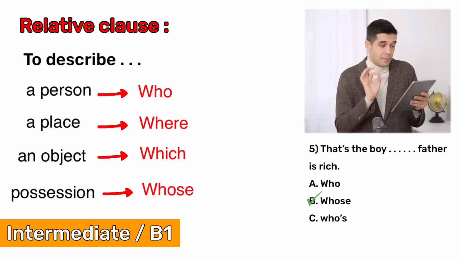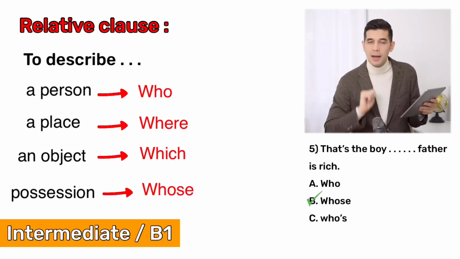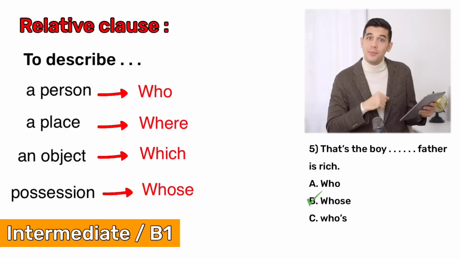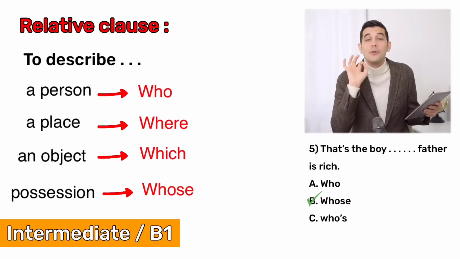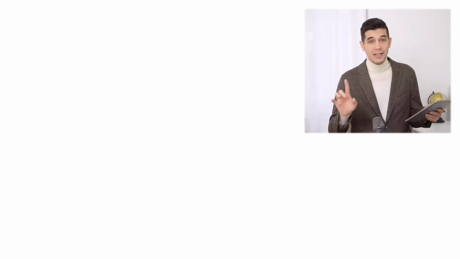Now look at the question. That's the boy. Father is rich. We're talking about two people, the father and the boy. The father belongs to the boy. So we are talking about possession and we should use the pronoun whose. That was the end of B1.